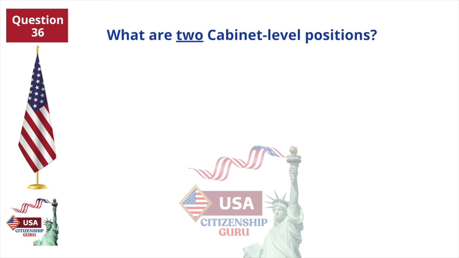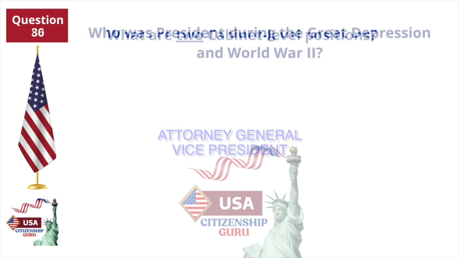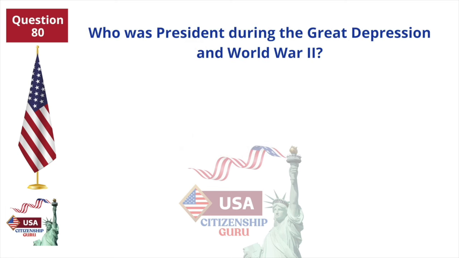What are two cabinet-level positions? Attorney General, Vice President. Who was president during the Great Depression and World War II? Franklin Roosevelt.